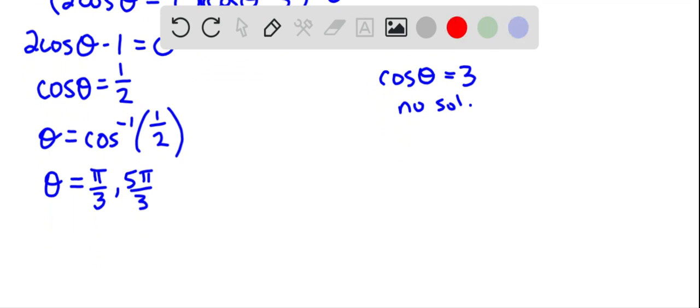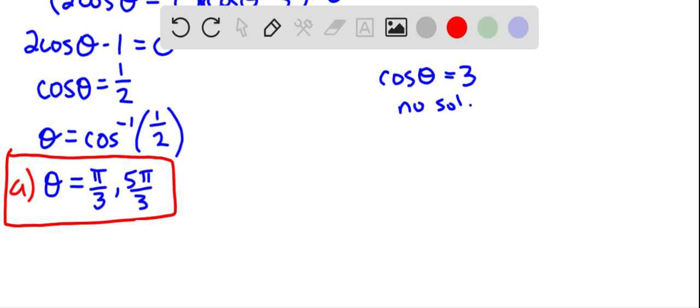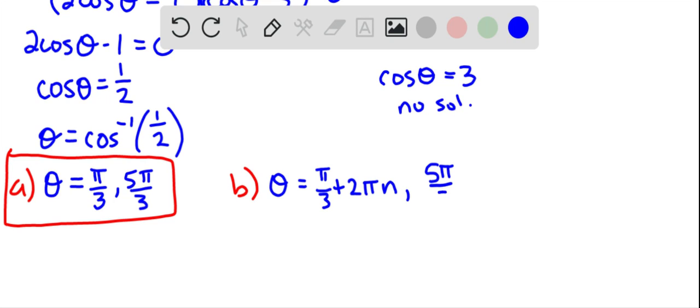So for part A, we have pi over 3 and 5 pi over 3. And for part B, just like in the last problem, we have pi over 3 plus 2 pi n, and we have 5 pi over 3 plus 2 pi n.